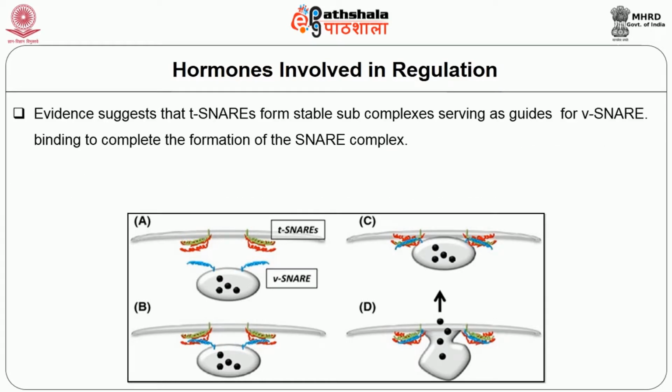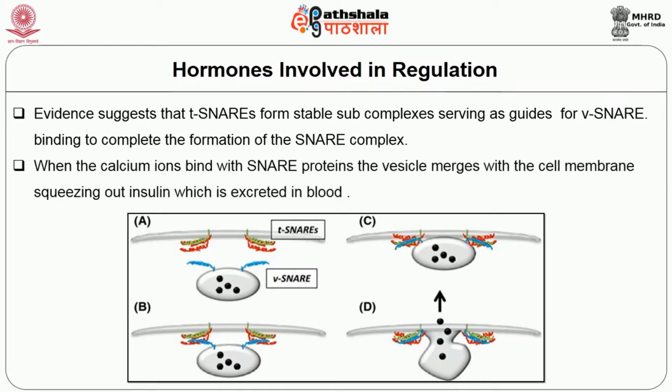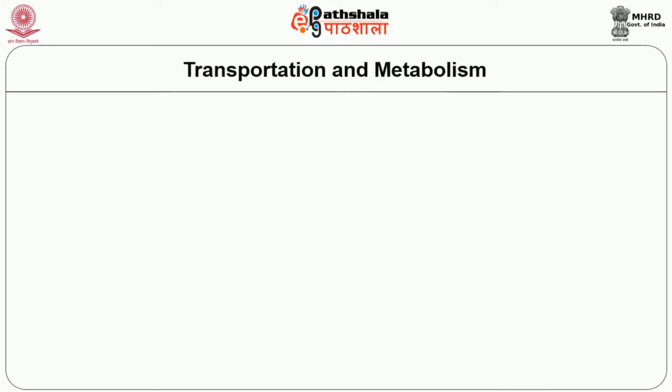Evidence suggests that T-SNAREs form stable subcomplexes serving as a guide for V-SNARE binding to complete the formation of the SNARE complex. When the calcium ions bind with SNARE protein, the vesicle merges with the cell membrane, squeezing out insulin, which is excreted in blood. Transportation and metabolism.